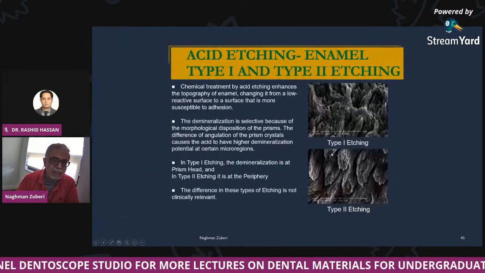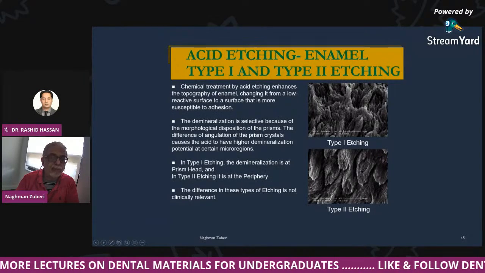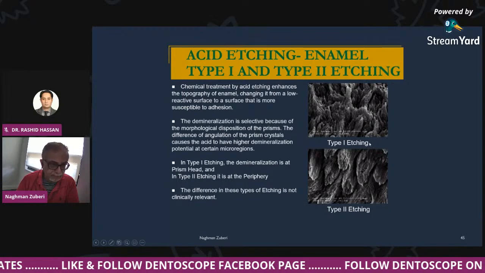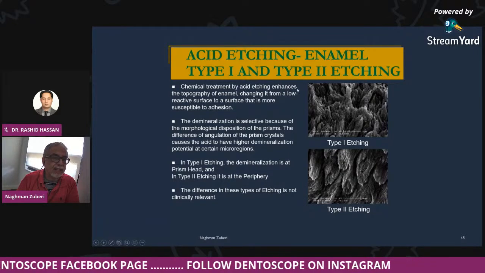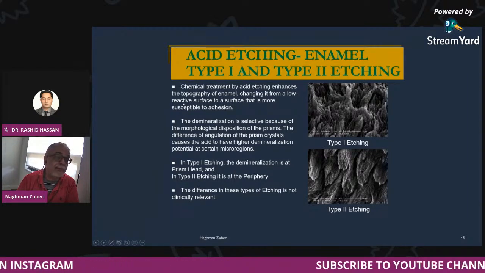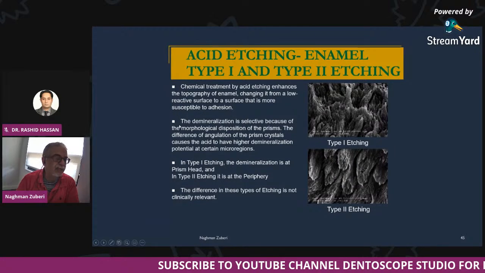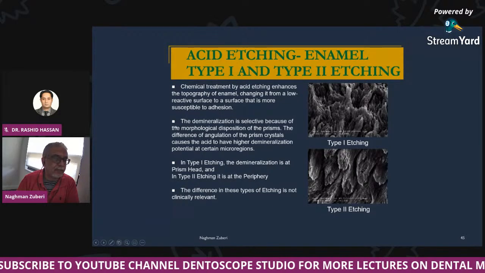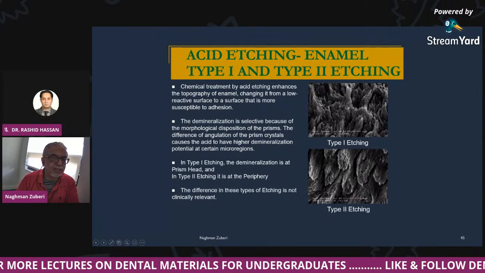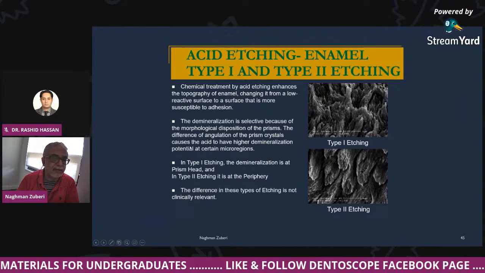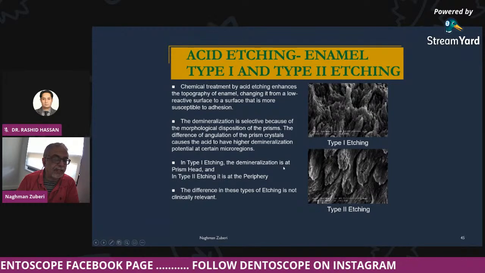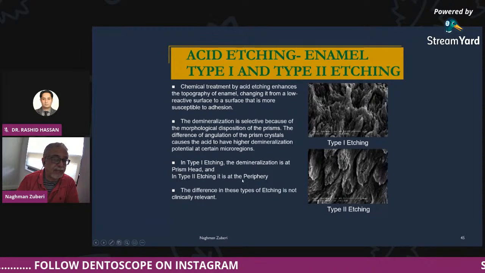Flat, smooth surface. Type 1 and type 2 are the two most common as well as acceptable forms of etching. The chemical treatment by acid etching enhances the topography of enamel, changing it from a low reactive surface to a surface that is more susceptible to adhesion. The demineralization is selective because of the morphological disposition of the prisms. The difference of angulation of the prism crystals causes the acid to have higher demineralization potential at certain micro regions. In type 1 etching, the demineralization is at prism head, and in type 2 etching it is at the periphery.